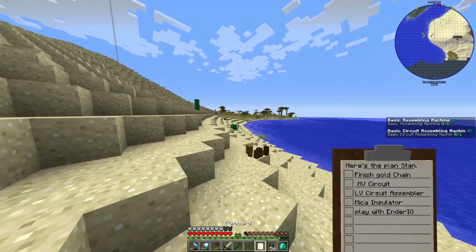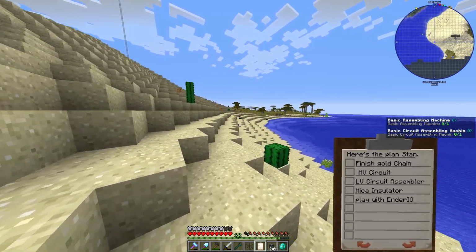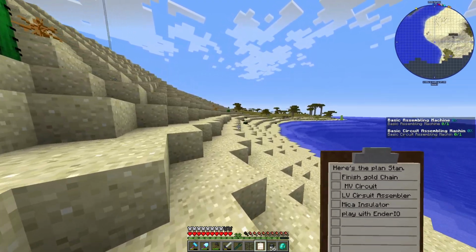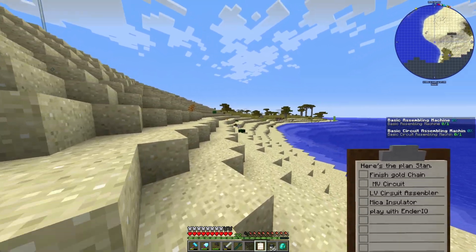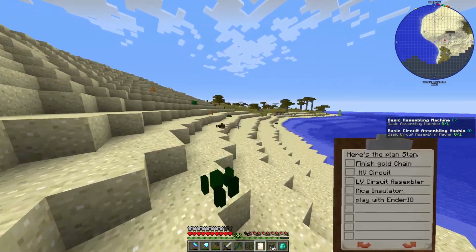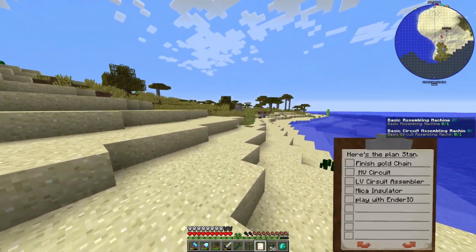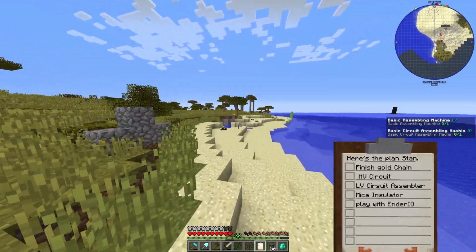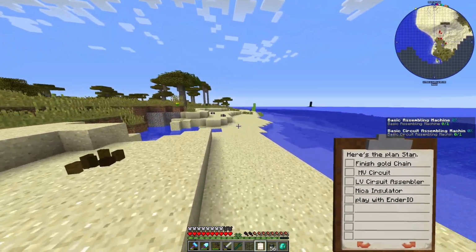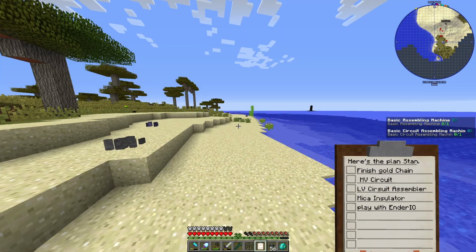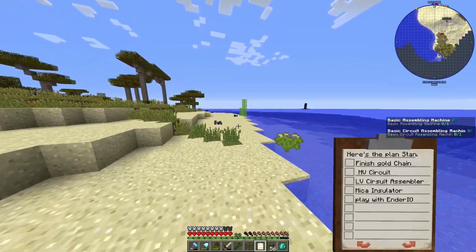While we're running here, we can kind of look at this clipboard here. So the things I want to get done today, or at least hopefully get done, is the gold chain, which we are currently working on, and that should help us get to our MV circuits. It's not really necessary, but I wanted to get this done first. So MV circuit will be the next thing. So we'll have to get some gallium and make ourselves some diodes. LV circuit assembler, we need the 2 MV circuits to make that.